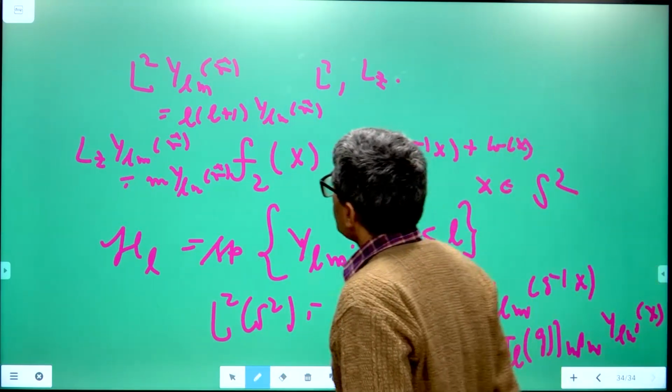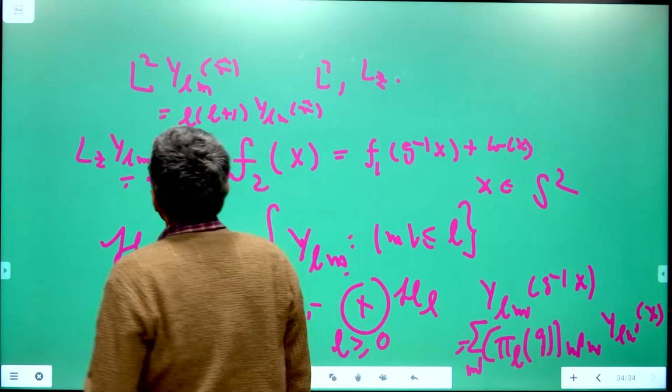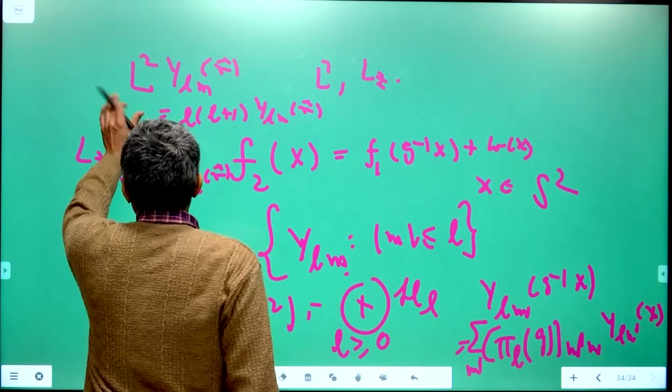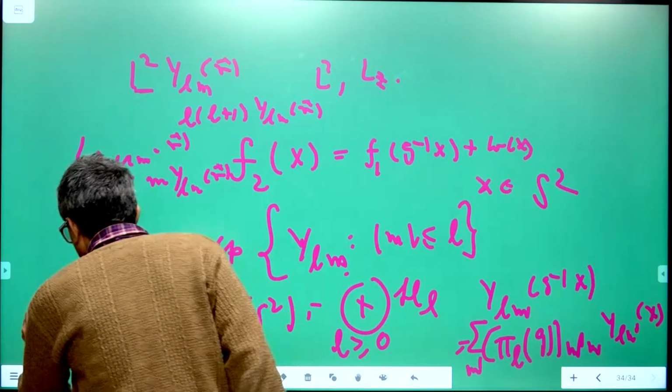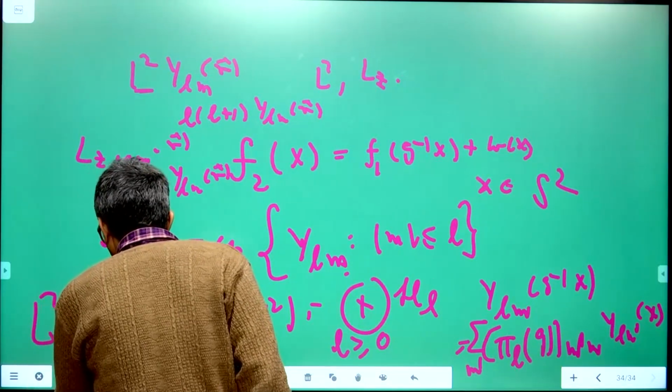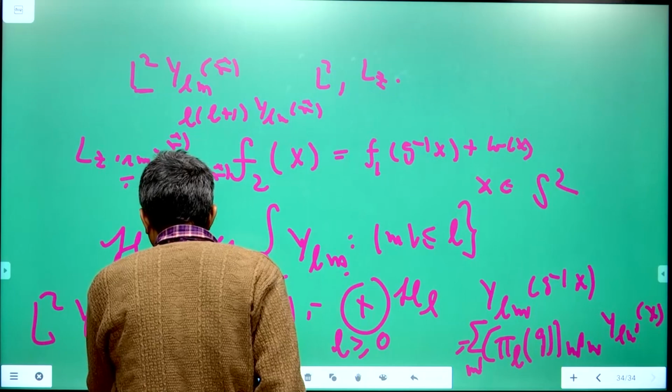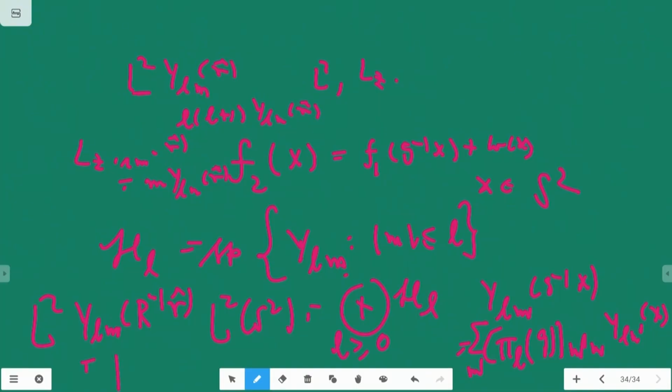L square commutes with the rotations. That means L square is the angular part of the Laplacian, and it commutes with rotations. So L square acting on YLM at R inverse R, where R is any rotation, is the same as L square acting on YLM at R inverse R. Using the fact that it commutes with rotations, it is easily seen that this is an invariant subspace under rotations. HL is invariant under rotations, and you also prove that it is irreducible by using the ladder operators in quantum mechanics.